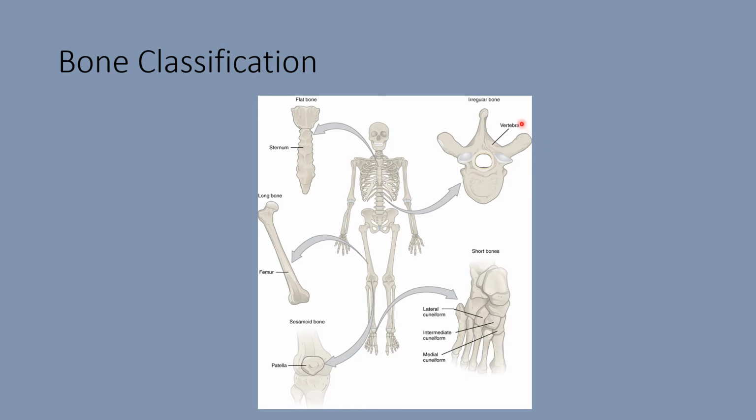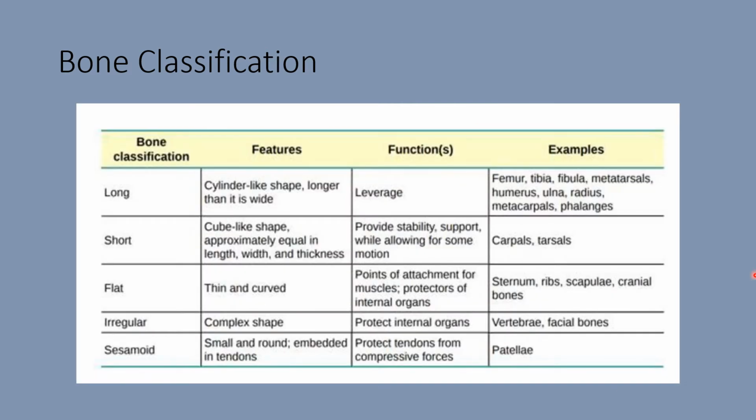And then irregular. I mean, here's a vertebra. How are you going to classify that? Well, it's not long, it's not flat, it's not short. It's not embedded in the tendon. So where do you place it? It's in that catch-all category of irregular. And this table is showing once again the different bone classifications, what their function is, different little features about it, but some examples, and I think knowing some of these examples helps.